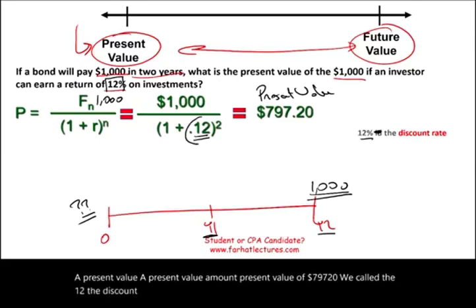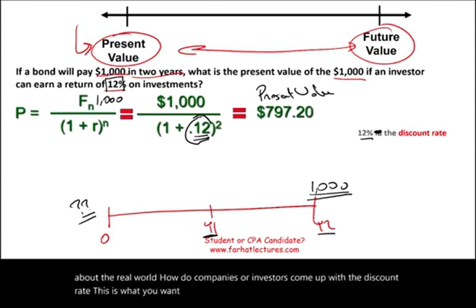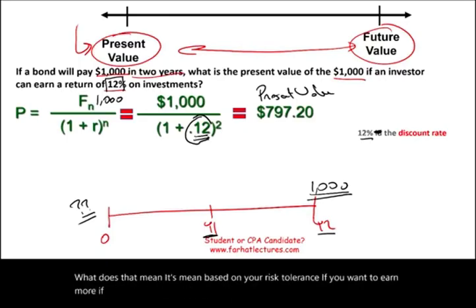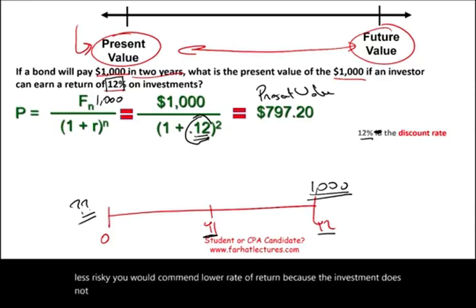Now, how do we come up with the discount rate? I'm talking about the real world. How do companies or investors come up with the discount rate? This is what you want to earn. What does that mean? It's based on your risk tolerance. If you want to take more risk, you would earn more. If the investment is less risky, you would command a lower rate of return. So the higher the interest rate, the riskier the investment. That's what I'm trying to say.